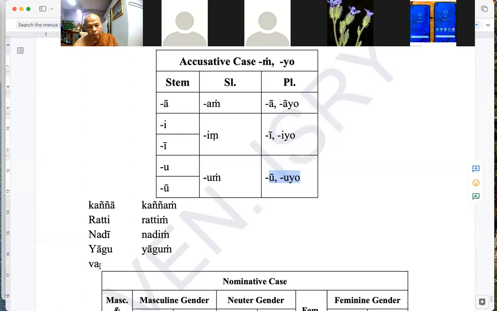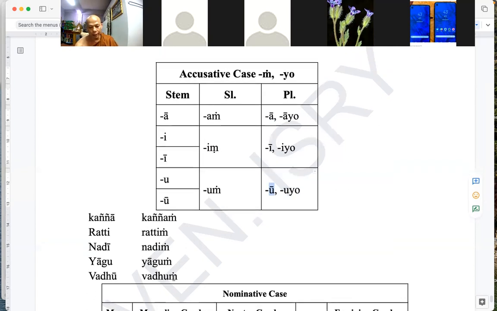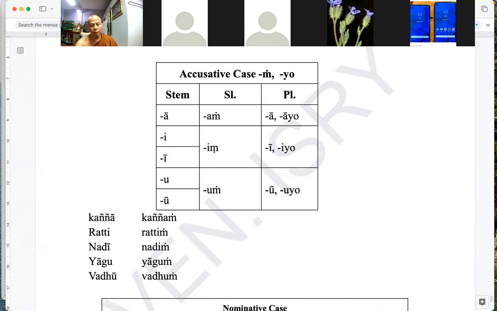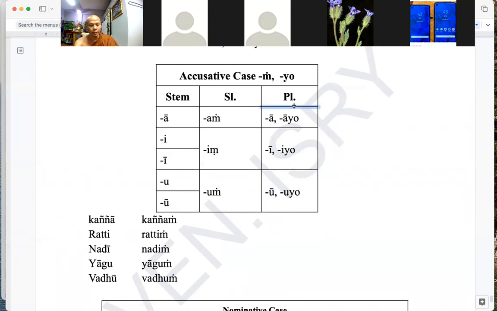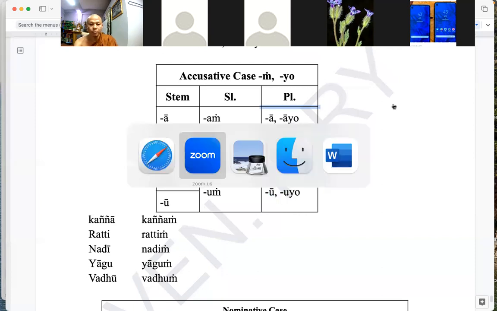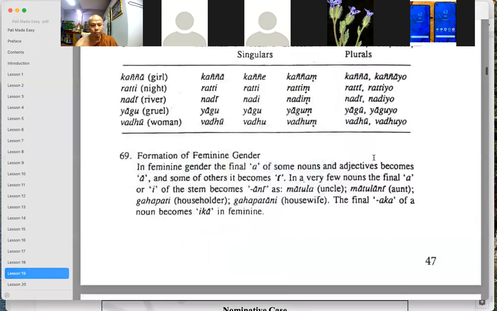And then now the wadu, long vowel u. Also wadu becomes short and am is added. So wadum, wadu, wadu yo. The plural form is exactly the same as the nominative and the vocative. So accusative plurals are also the same. So that is lesson 19 in Pali Made Easy. Okay, let's see some notes.